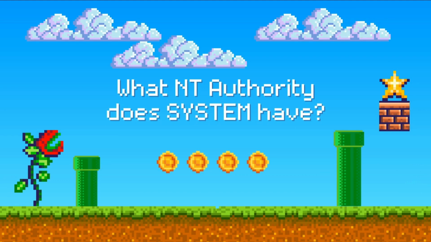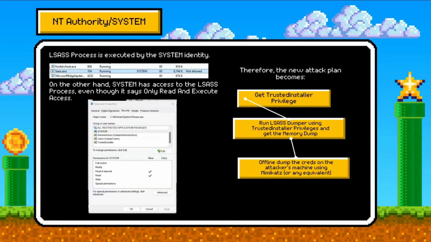Now, on the previous demo, we used NT AUTHORITY\SYSTEM privileges to modify the privileges that TrustedInstaller has on LSASS. SYSTEM is the identity that runs LSASS. Funny enough, SYSTEM in itself only has read and execute privileges, so theoretically it shouldn't have access to modify the permissions that TrustedInstaller has on the binary and the process, but it still does.